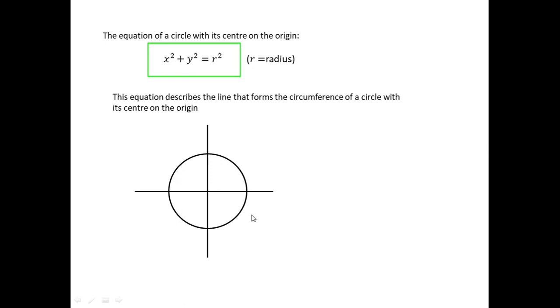So, for instance, if this circle had a radius of length 6 units, then its equation would be x squared plus y squared equals 6 squared. 6 squared is 36, so we end up with this equation there. Oh, so where does this equation come from, you might ask?